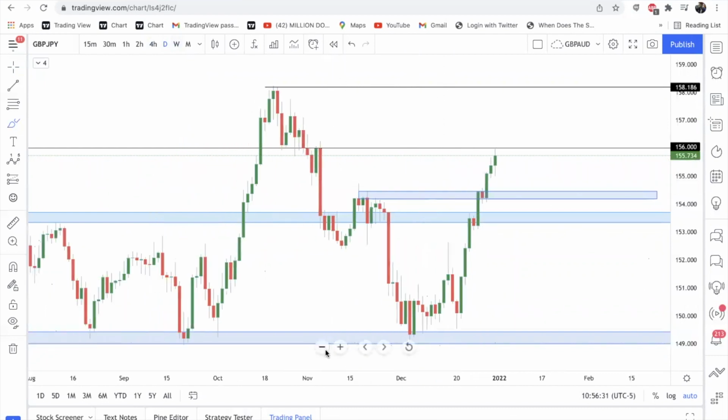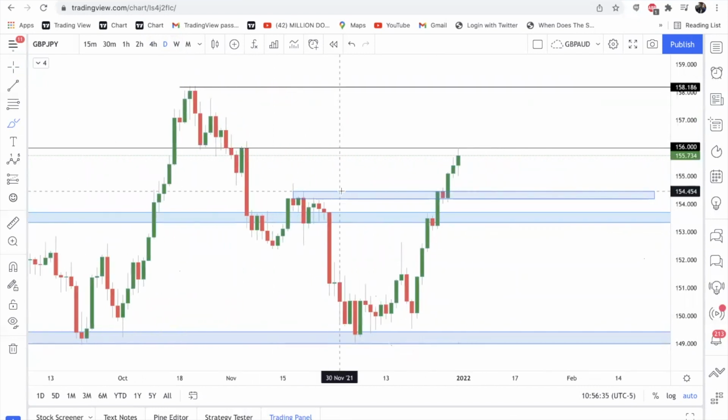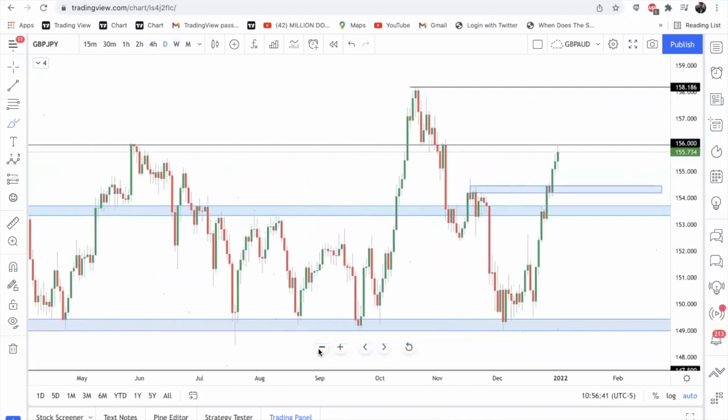Now we reached 156. I sent this out as well. I was anticipating 156 to get hit. We hit that. But this is now a supply. It's a major level of sellers here. All right. So this is the level where we could see some type of corrective move happen.